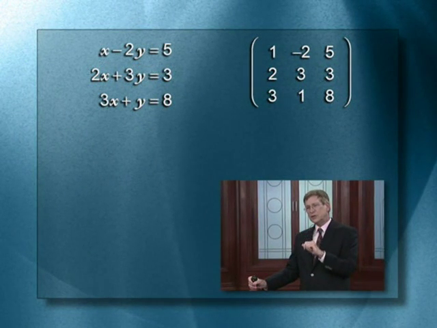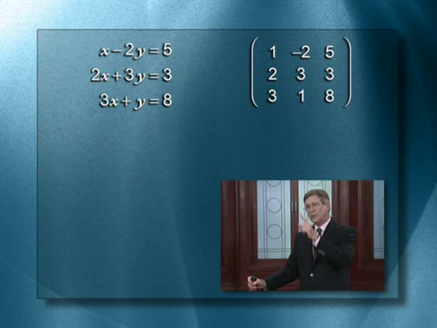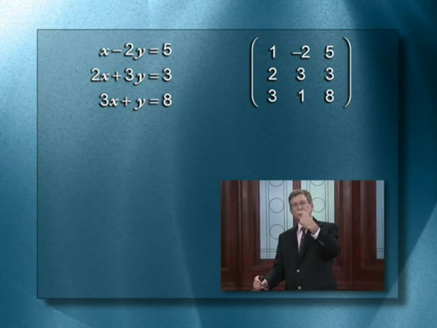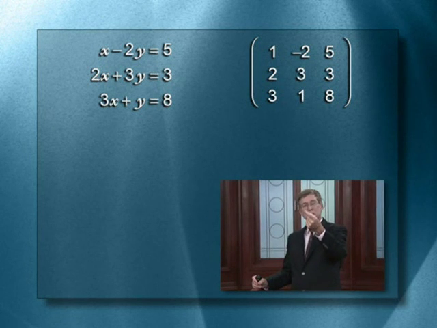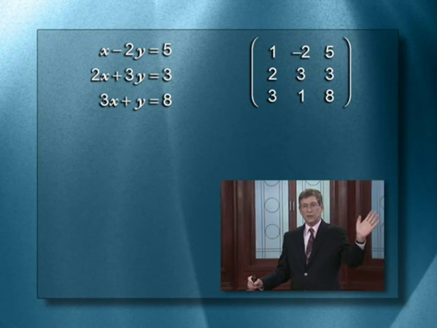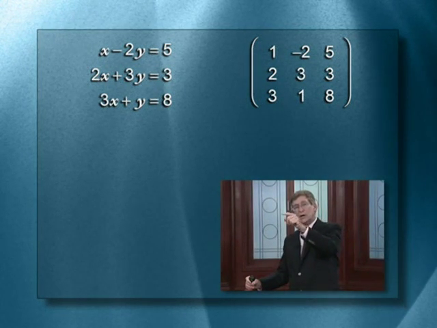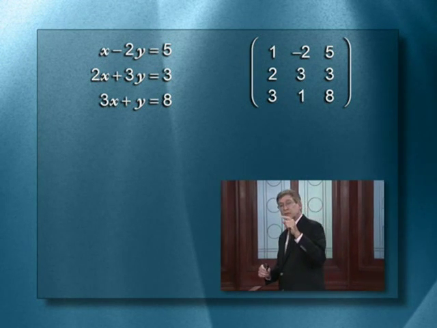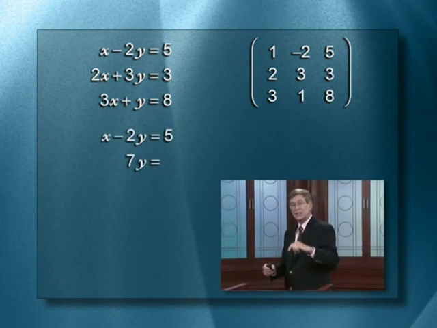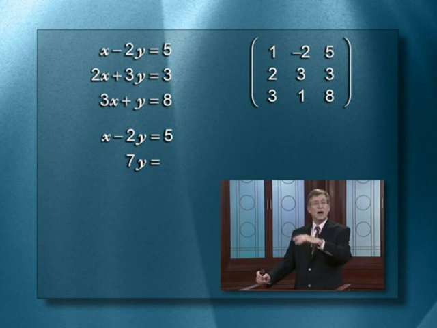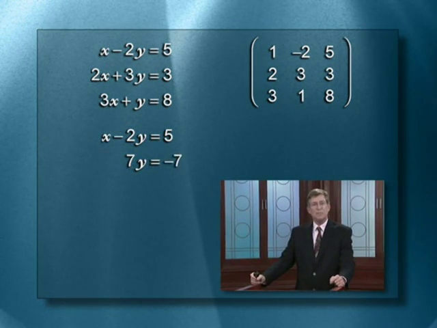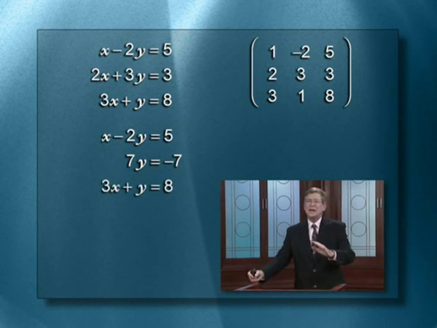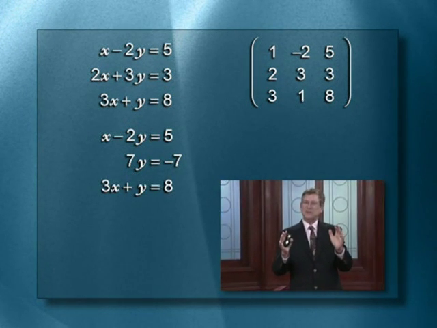Well, to eliminate the 2x in the second equation, I'd multiply the first equation by minus 2 and add it to the second equation. So I would get minus 2x plus 2x, which is 0x, minus 2 times minus 2y is 4y plus 3y is 7y, and the constant term, minus 2 times 5 is minus 10 plus 3 is minus 7. Now look over there at the matrix.